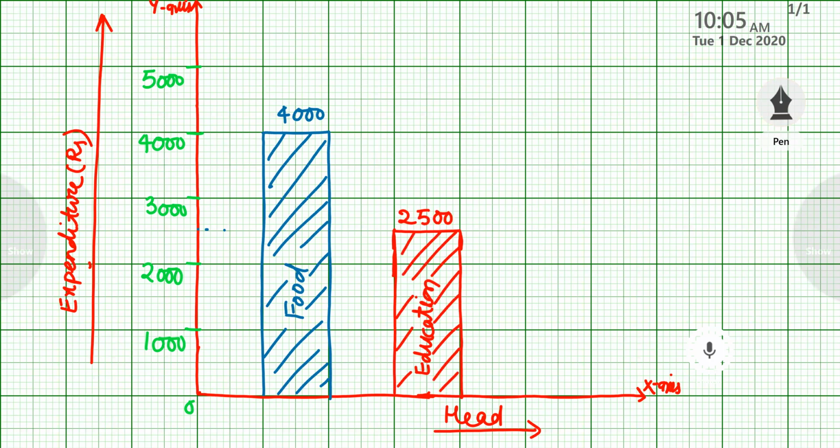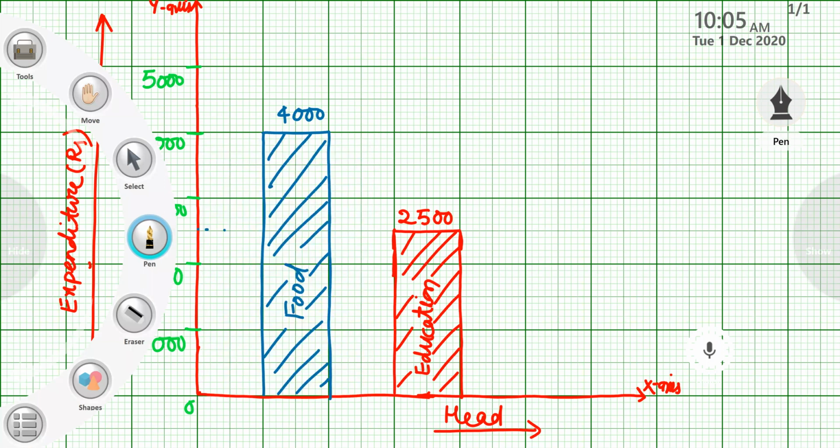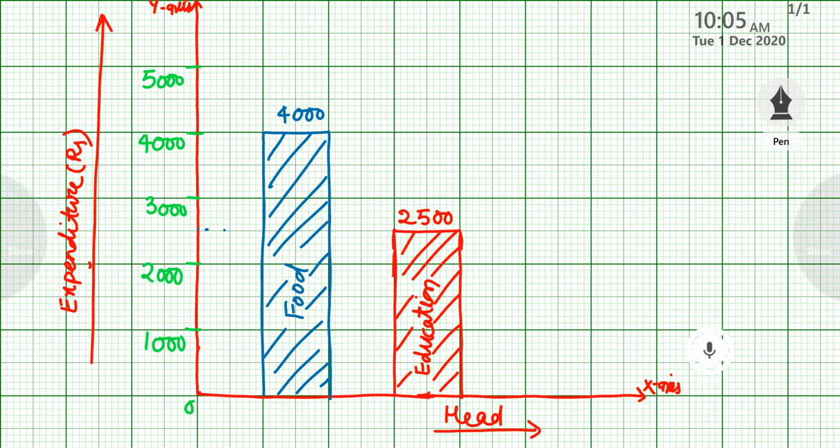Next one is for clothing, 1000. For clothing, expenditure is 1000.